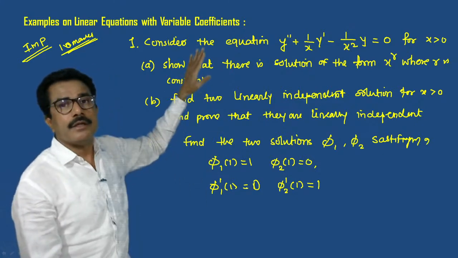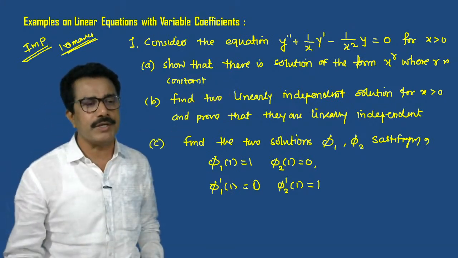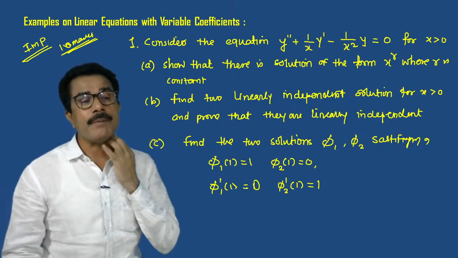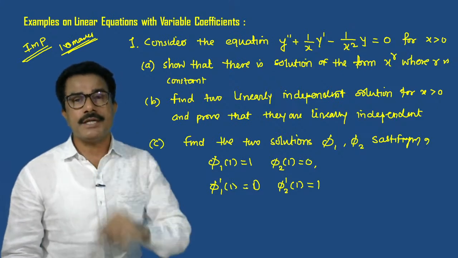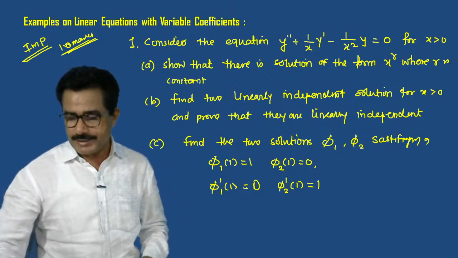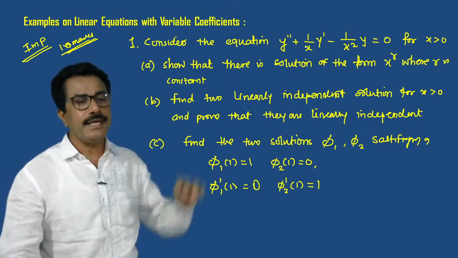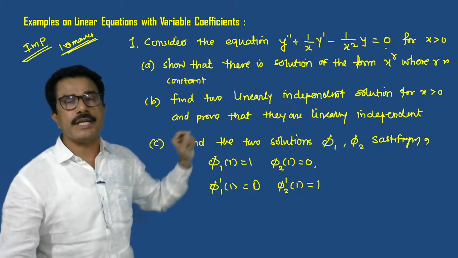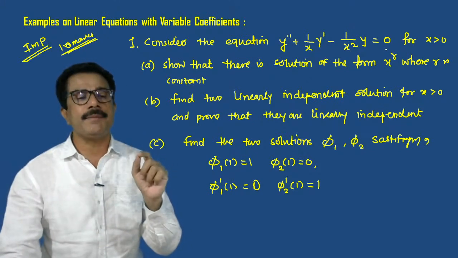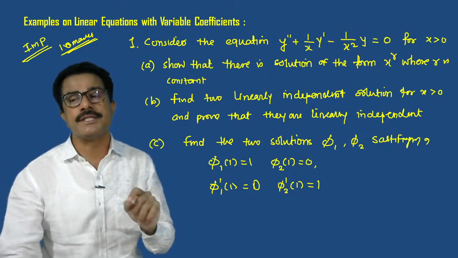See, this is the homogeneous differential equation with variable coefficients, because see this, the coefficient of y dash is 1 upon x, and the coefficient of y is minus 1 upon x square. That means this is the variable coefficient, and this is the homogeneous differential equation, because the right side, that means b of x, is 0. So we can say that this is a homogeneous differential equation.